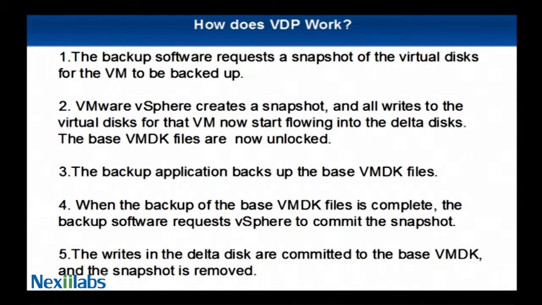Let us understand how VDP works. The backup software requests a snapshot of the virtual disk for the VM to be backed up. vSphere creates a snapshot, and all writes to the virtual disks for that VM now start flowing into the Delta disk. The base VMDK files are now locked. The backup application unlocks the base VMDK file and backs up the files to a backup device. When the backup of the base VMDK file is complete, the backup software requests vSphere to commit the snapshot. The writes in the Delta disk are committed to the base VMDK and the snapshot is removed. The process repeats itself for the next virtual machine.